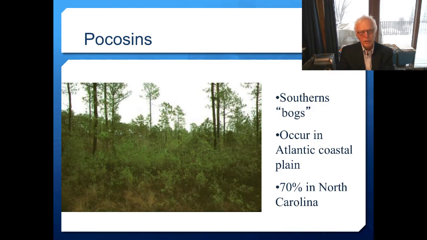Another kind of wetland community that I really am not terribly familiar with is southern bogs. These are pocosins, and they occur in the Atlantic coastal plain, with about three-quarters of them in the state of North Carolina. So they're pretty localized, but fairly well known southern bogs.